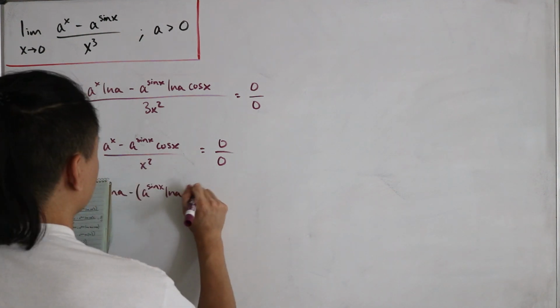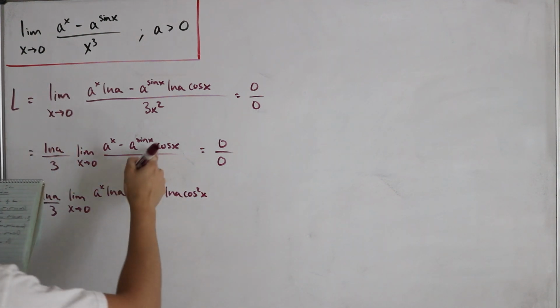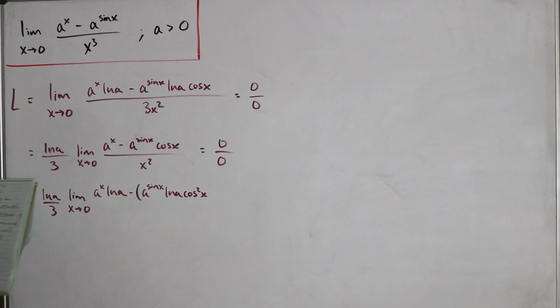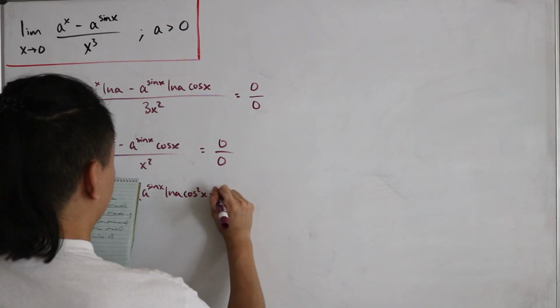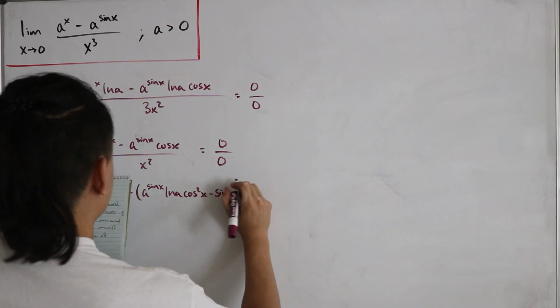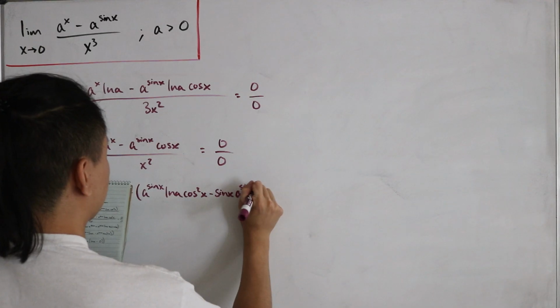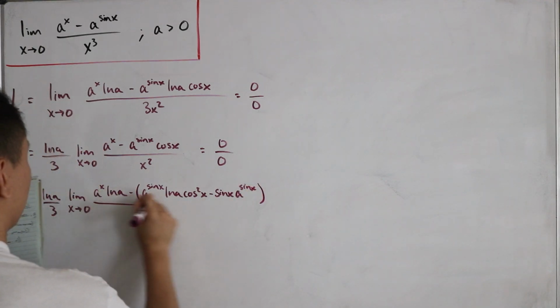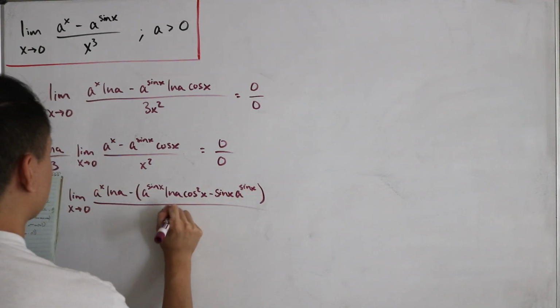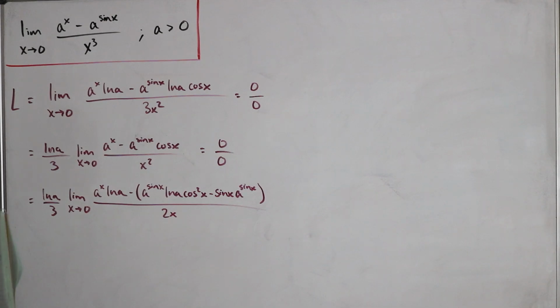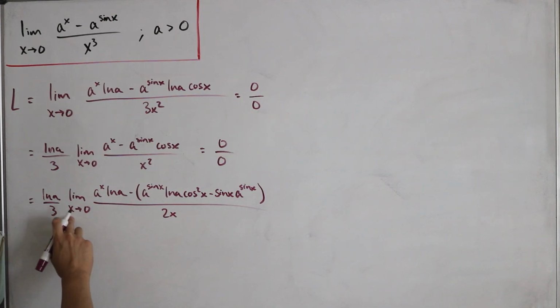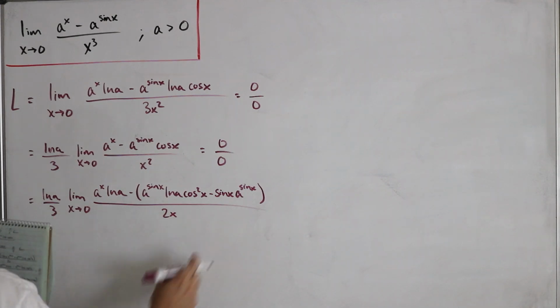So that means this will be cosine square of x, and then product rule. So this will be the same, and then take the derivative of that. So that means that will be subtract sine of x, and then times a to the power sine of x. And then all with the denominator, this is simply just going to be 2x. Okay, then of course, we'll have to plug everything in as it approaches 0.